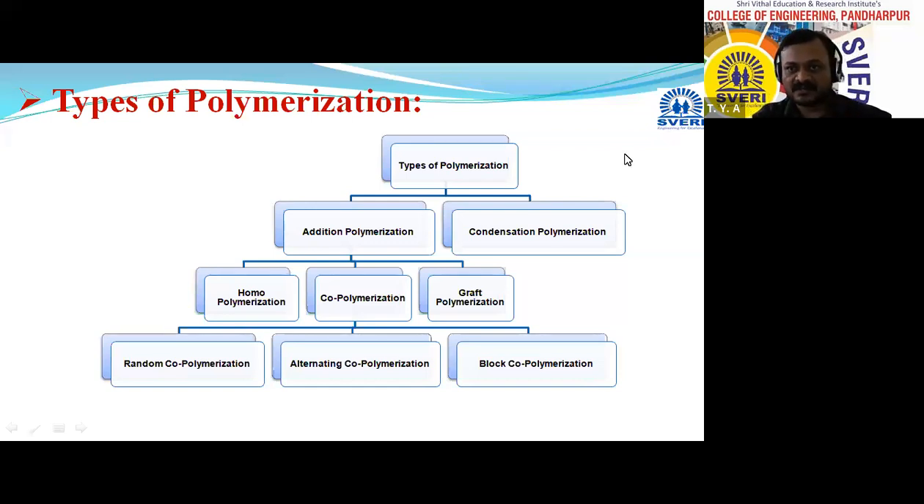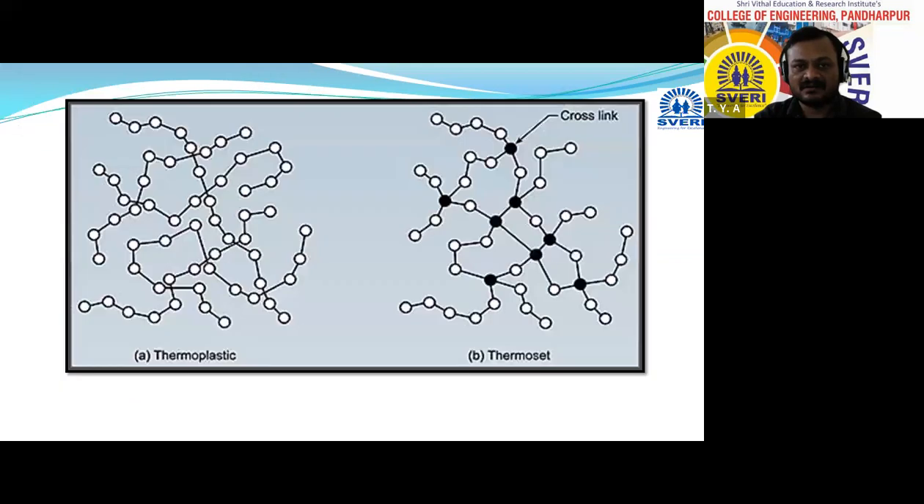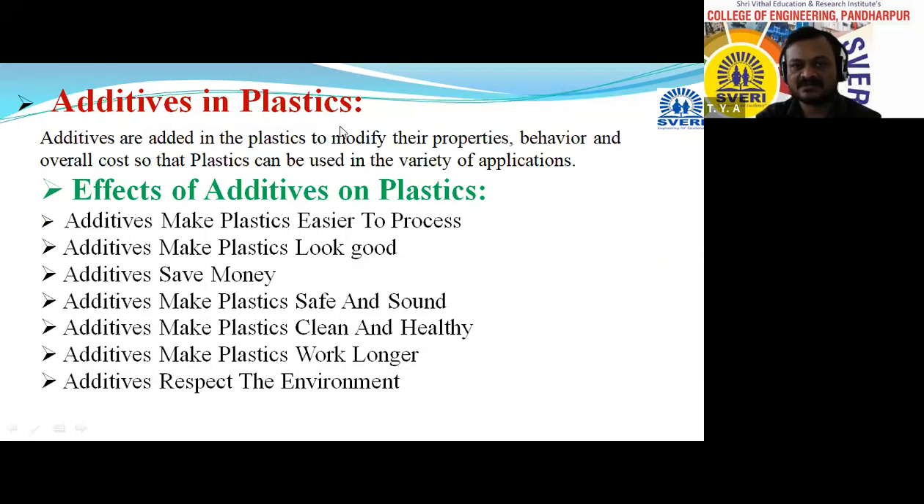In today's session, we are going to discuss the brief classification or types of polymerization. Before starting this, I will take a review of the previous session. In the previous session, we discussed the additives in plastics, what is the meaning of additives, and what is their effect when they are added to plastics. These are some common effects.